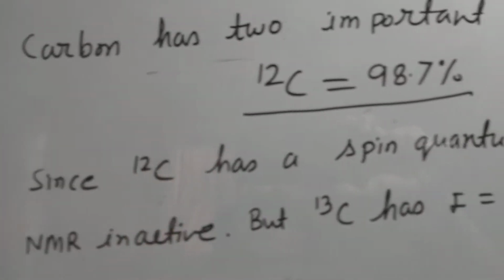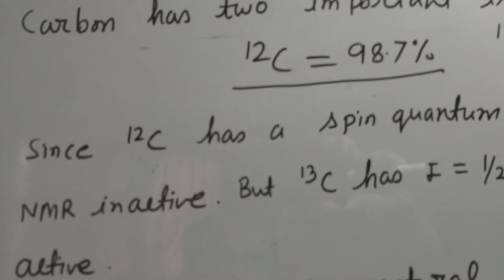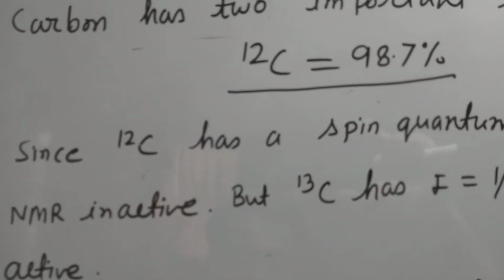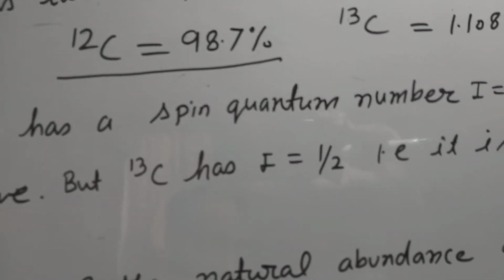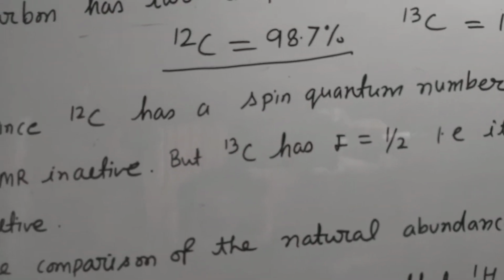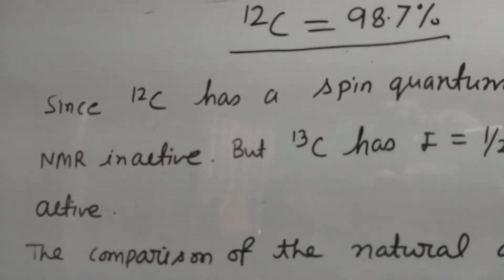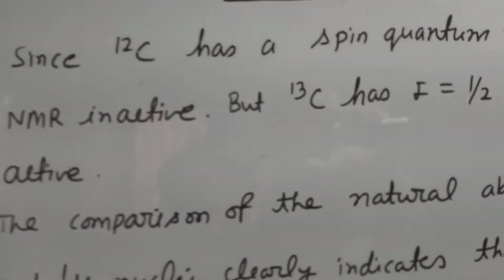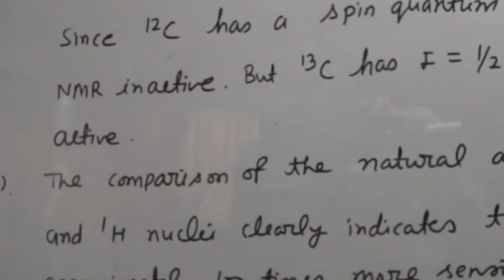As we know, carbon has two important isotopes which occur in nature. One of them is 12C, which has a natural abundance of 98.7%, and the other is 13C, having a natural abundance of 1.108%. Since 12C has spin quantum number I equal to 0, it is an NMR inactive species, but 13C has I equal to 1/2, so it will be an NMR active species.